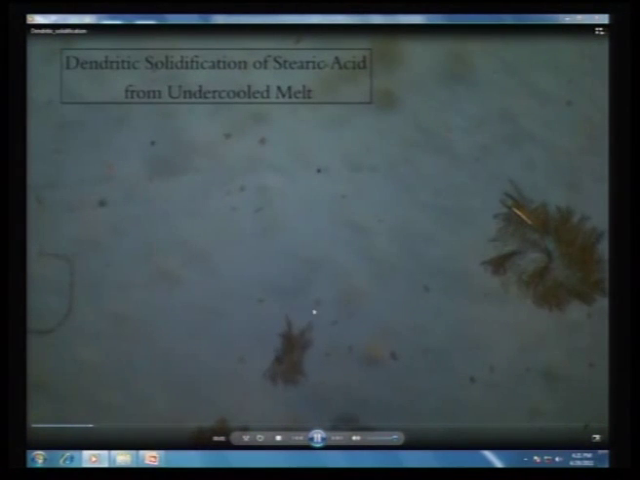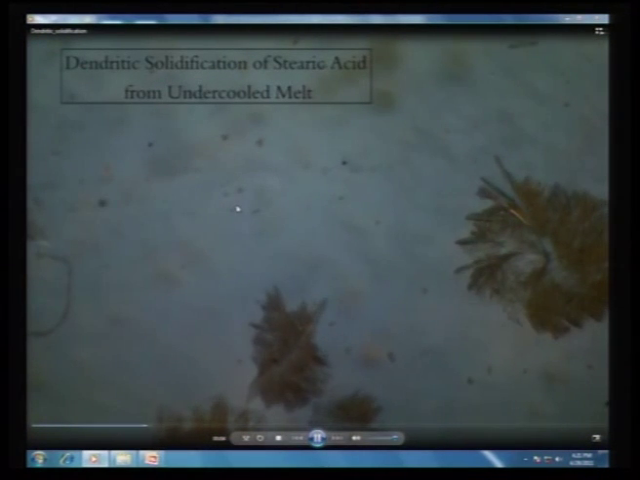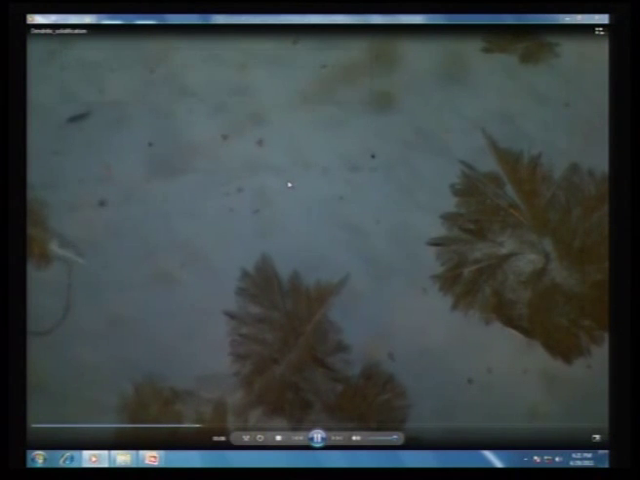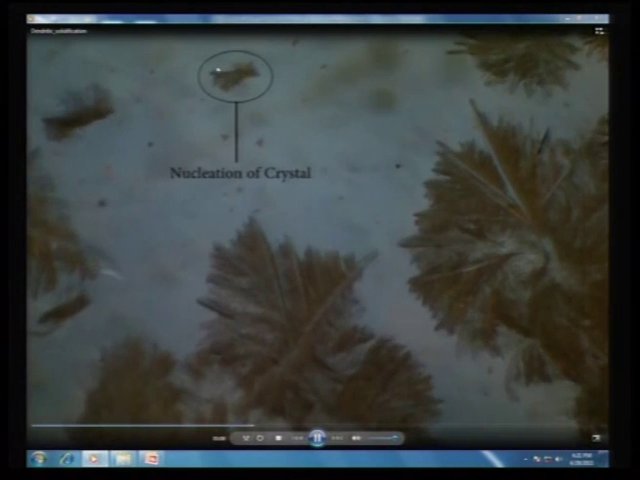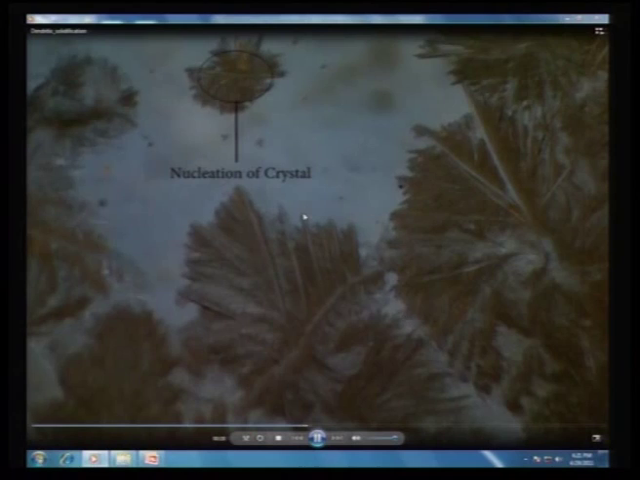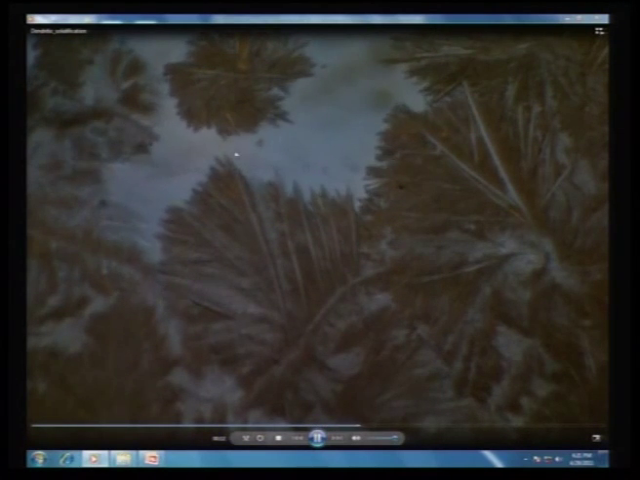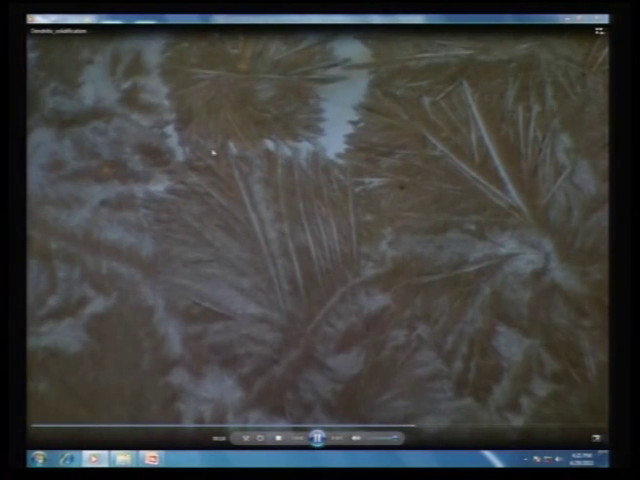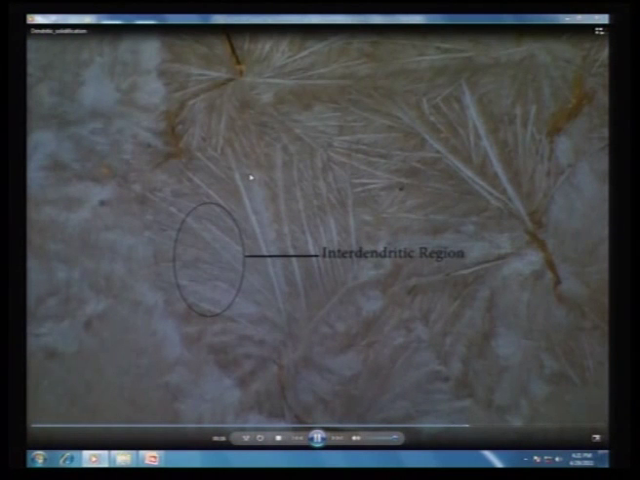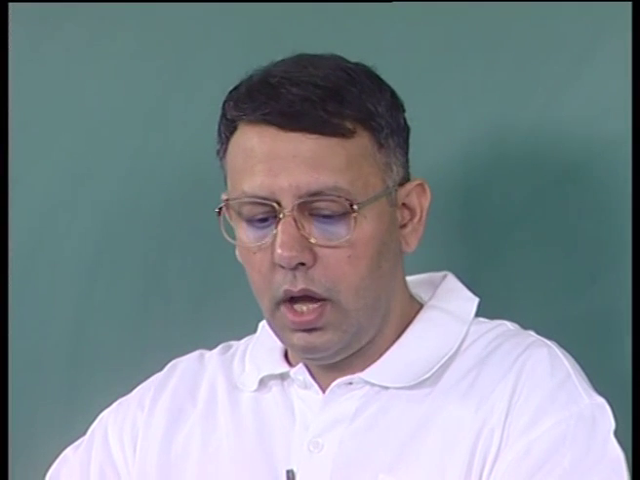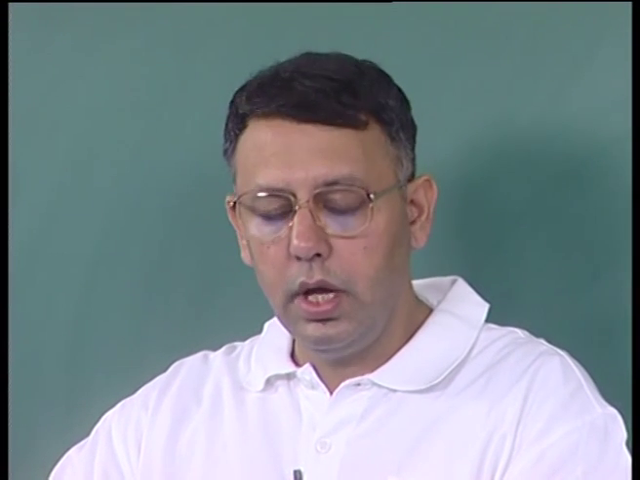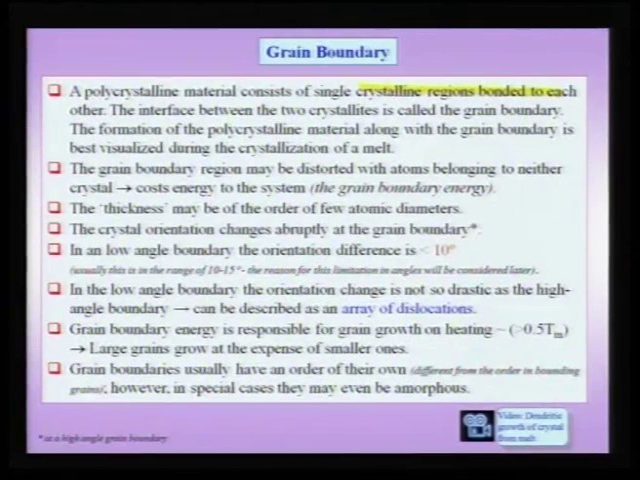So let's play this video again to understand how a grain boundary forms. These are crystallites which are growing in various regions of the melt, and as pointed out, a new crystallite is nucleating here and also growing in dendritic fashion, and when two crystallites touch each other, that region would be a region of the grain boundary. Atoms at the grain boundary belong to neither of the crystals, and it actually costs the system to put in a grain boundary, and therefore grain boundaries are associated with energy which we can call the grain boundary energy.